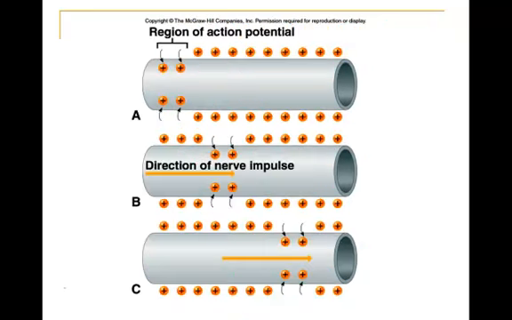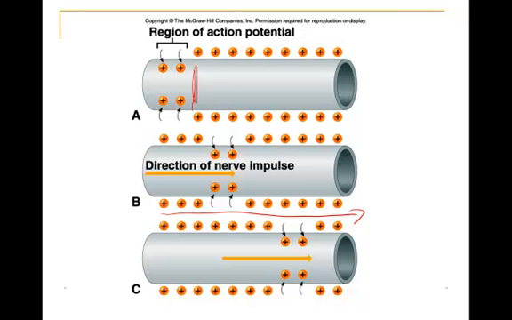So that's it happening in the first section. So we have polarized, depolarized, repolarized. Then we go to the next section: polarized, depolarized, repolarized, and it goes all the way along the length of the neuron, this activity.